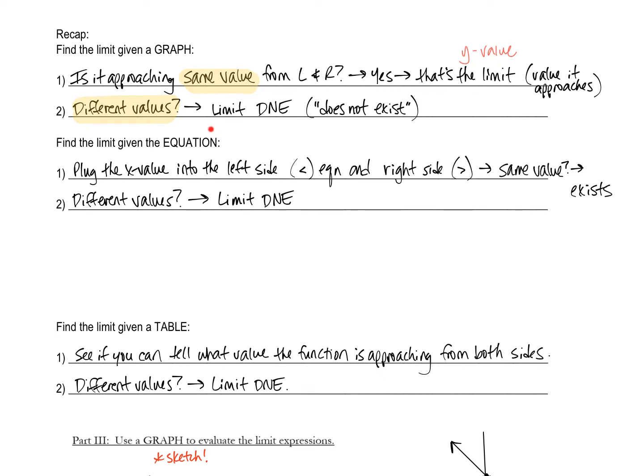And so the second part, find the limit given an equation. You can just copy these things down. We haven't really looked at any examples like this yet, but we will in just a second. But it works kind of the same way. Instead of looking at a graph, you're actually looking at an equation, like f of x equals some equation. You're going to plug the x value into the left side and the right side. We'll talk about that in a second. Again, if it's the same value, then it exists. You report that y value as your answer for the limit. And if it's different values, the limit DNE. So again, it works the same exact way for a graph or an equation. We'll talk more about some equation problems in just a second.